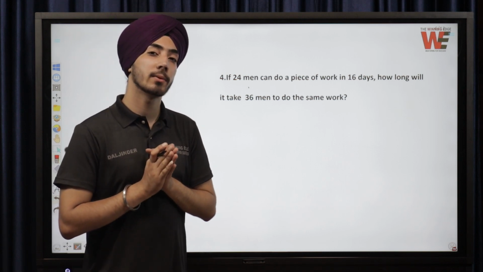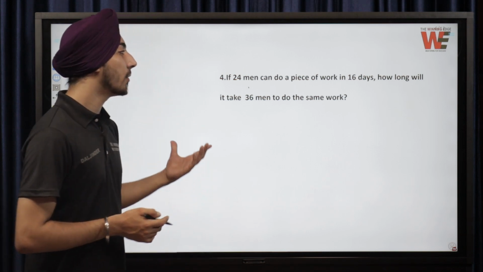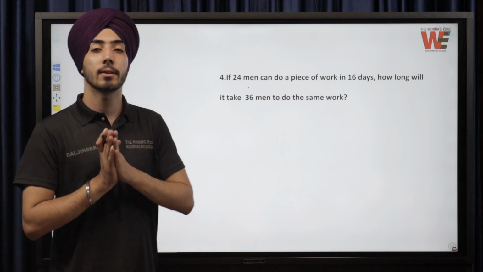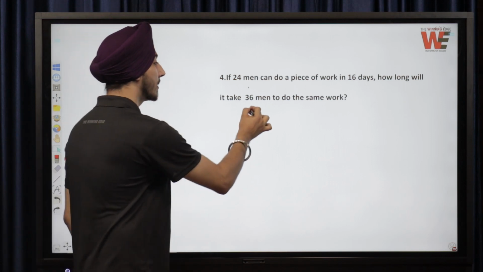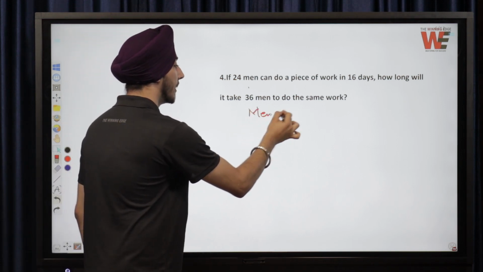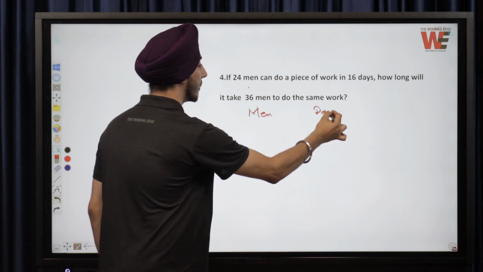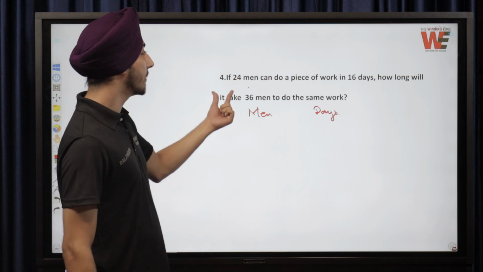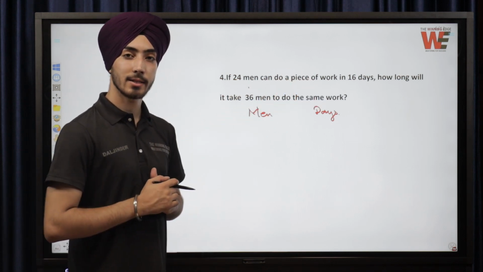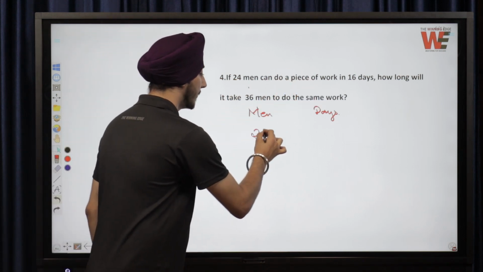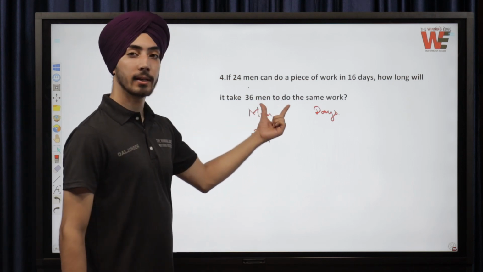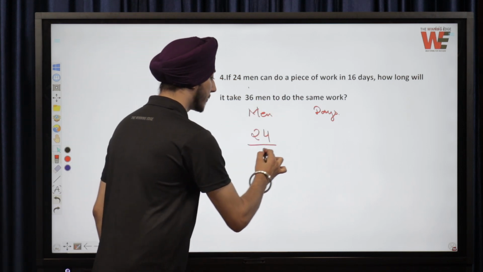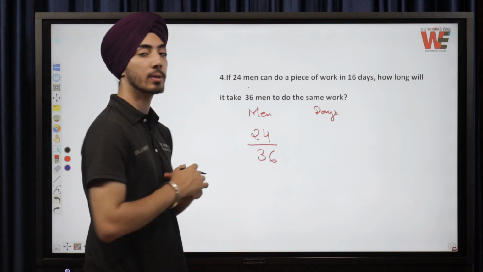Now how do we do it with the method of ratio proportion? Now always remember ratio proportion can be done with only same units. For example, here we'll write down the ratio for men, and here we'll write down the ratio for days. Okay, so we know that 24 men are doing a piece of work in 16 days. So 24 men. What is the other number of men given? 36. So we write down 24 upon 36. This is the ratio between the men.